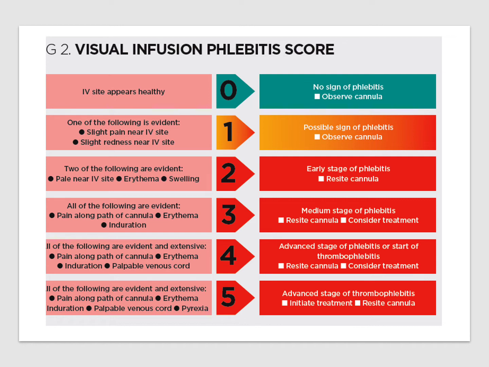A phlebitis score of 3, all of the following are evident. So there's pain along the path of the cannula, redness, and induration. And that's a medium stage phlebitis, so you want to resite your cannula and consider some treatment. Number 4 is all of the following are evident and extensive. So there is pain along the path of the cannula, there is that erythema, as well as the induration and the palpable venous cord.